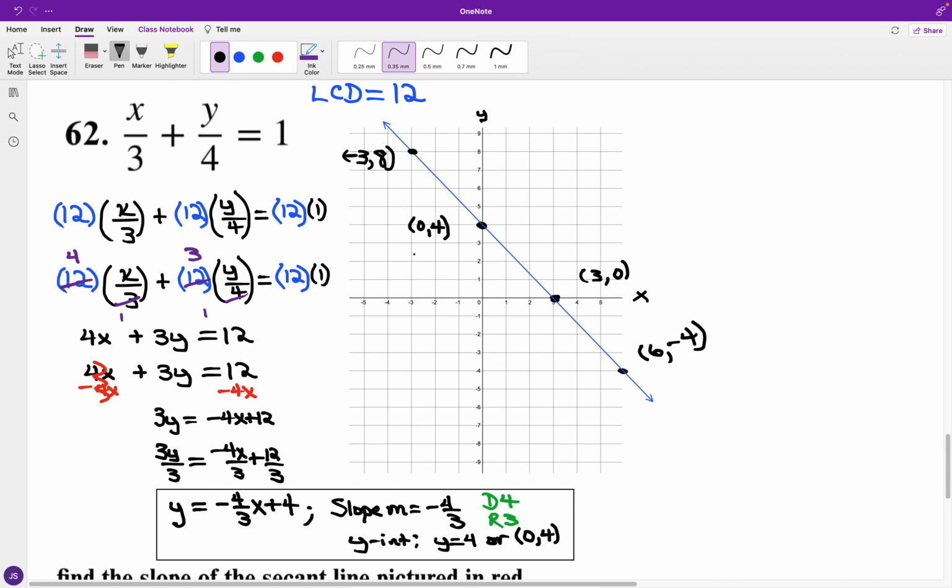Again, you have the pattern down 4 to the right 3 throughout. And again, the y-intercept we have at (0, 4). And again, this line will represent both of these equations. And once again, the slope-intercept form, we have it y is equal to -4/3 of x plus 4.